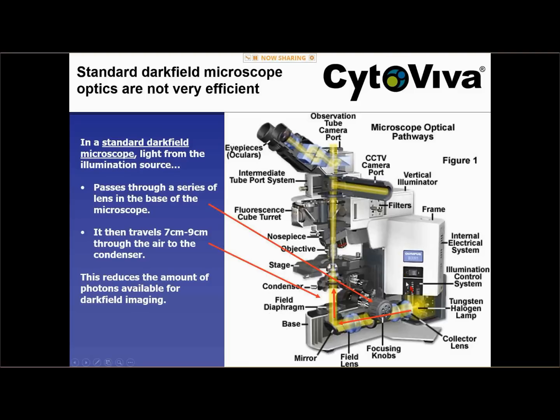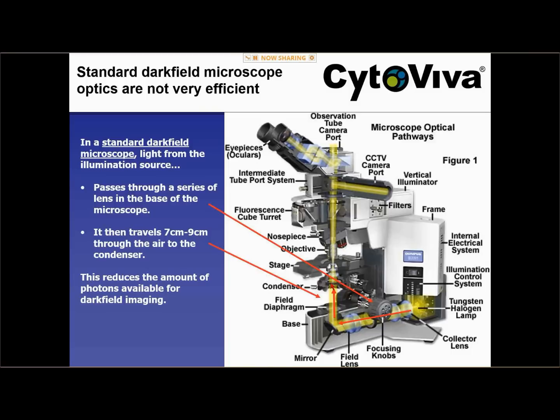As we're looking at the diagram cutaway of the microscope here, you see that light originates from the halogen lamp, the source illumination in the base of the microscope, and travels through field lenses and collection lenses, which typically are not very high quality in most even research-grade optical microscopes. After it gets to the field diaphragm at the base of the microscope, this light travels as much as 9 centimeters through the air to the dark field condenser. This is just a very inefficient way to manage the photons, and so most of the photons are lost before they're ever presented to the dark field system.